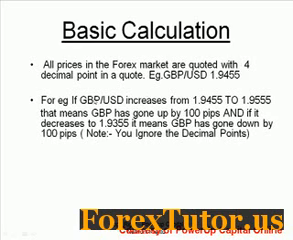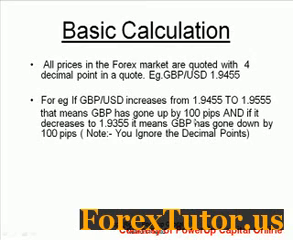Now let's say British pound US dollar increases from 1.9455 to 1.9555. It simply means that British pound has gone up by 100 pips. What you need to do is ignore the decimal and subtract 19455 from 19555 to get 100 pips. And if it decreases to 1.9355, it simply means British pound has gone down by 100 pips. Again, you ignore the decimal points.